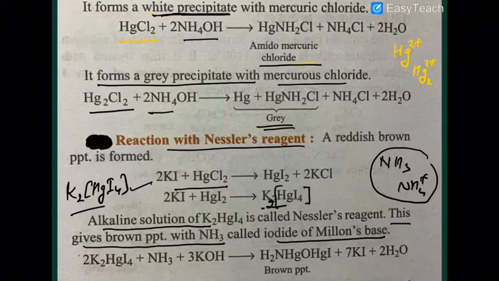It is called what? Iodide of Millon's base. So when you treat Nessler reagent with ammonia under basic condition, it gives you a brown precipitate called iodide of Millon's base. That is NH2HgOHgI. Okay, there is an HOHg bond there. Are you sure about that or not? So that is a brown color precipitate.